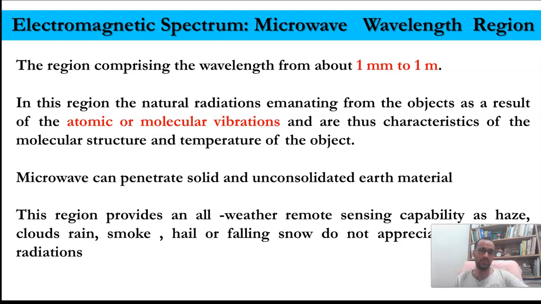Okay, so microwave can penetrate solid and unconsolidated earth materials. So it can also propagate some centimeters into the surface of the earth, because of size. And this region provides an all-weather remote sensing capability, as we already discussed: haze, cloud, rain, smog, hail or falling snow do not appreciably affect the radiation.